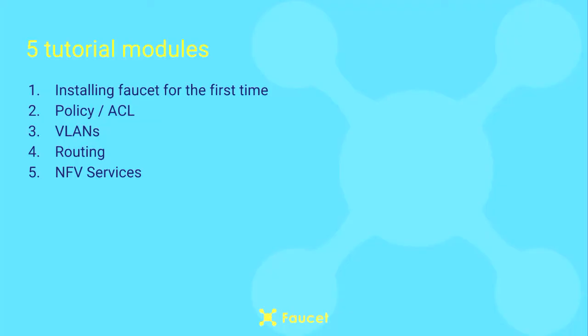So we're going to cover 5 tutorial modules today. The first one is just installing it. It's a pretty easy one. You copy and paste some commands and it should all work, hopefully. And then we're going to get into policies, or ACLs as we call them in Faucet, which will start to block some traffic. Then we're going to play with having multiple VLANs on a network to segregate hosts. And we are going to play with some routing, static and BGP routing. And then we're going to do NFV services.